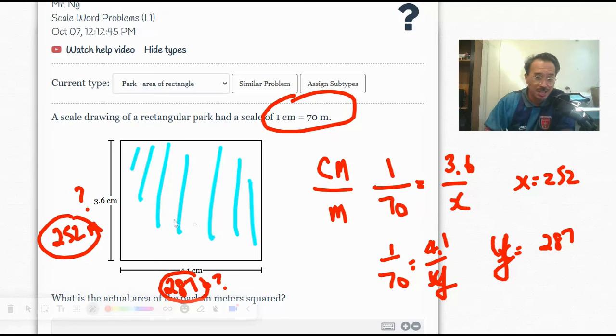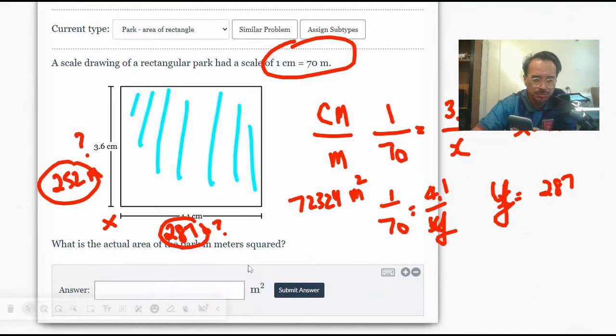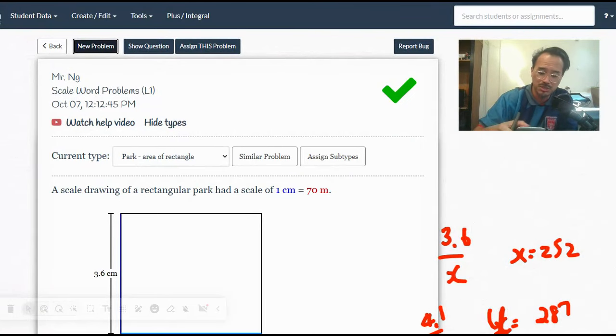So now the area is this multiplied by this. So we actually have to multiply 252 by 287. So don't forget that. Otherwise, you might have to get it wrong a few times before you remember. Okay. 72324. Okay. I'll write it out. Now, this is also meters squared because it's area. So you use square. All right. Let's put that in. What was it? 72324. I hope I get this right. Usually I get this wrong because there's so many steps and I get so distracted. And that's it. Okay. So great.